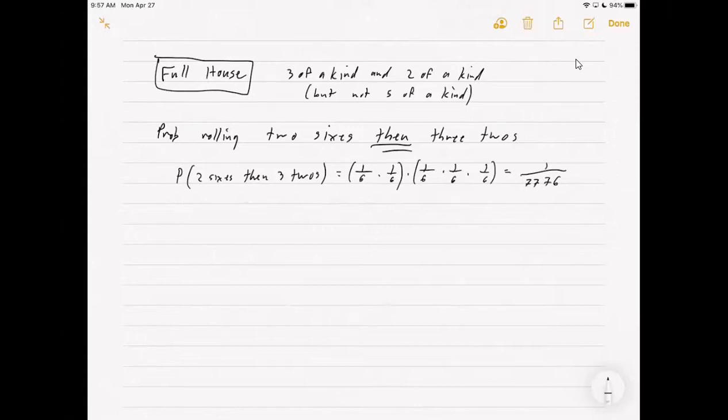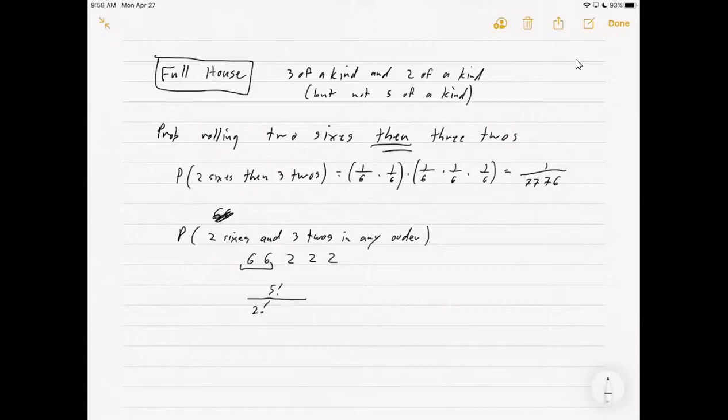All right. Now, how can we order those? We need to figure out the number of ways that we could get this. So we'll look at the probability of 2 6s and 3 2s in any order. Okay, so we have to look at the ways that we could organize 2 6s and 3 2s. Once again, there are 5 things.